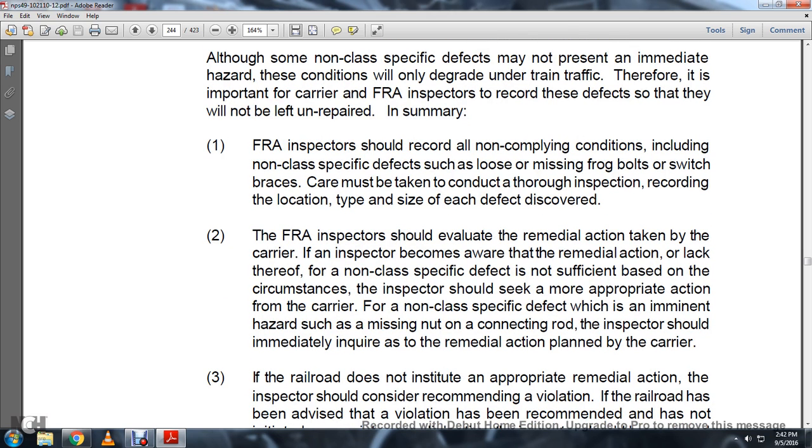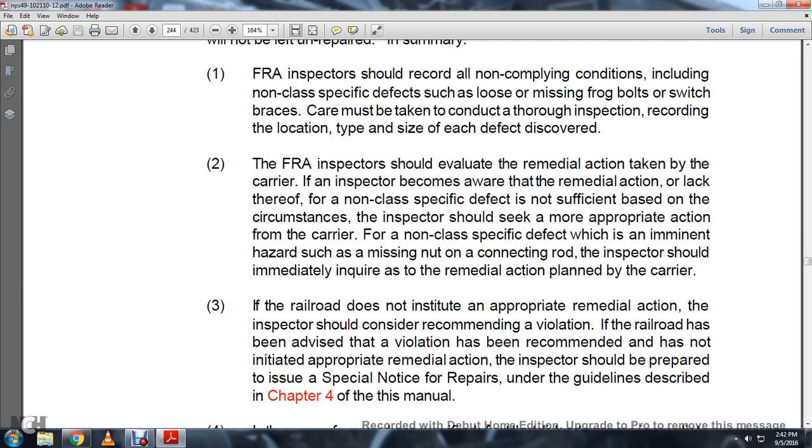The FRA should require that all non-compliant conditions, including non-class-specific defects such as loose or missing frog bolts and switch braces, must be taken into consideration through the inspection, recording the location, type, and size of each of the defects discovered. 2. The FRA inspector should evaluate the remedial action taken by the carrier.